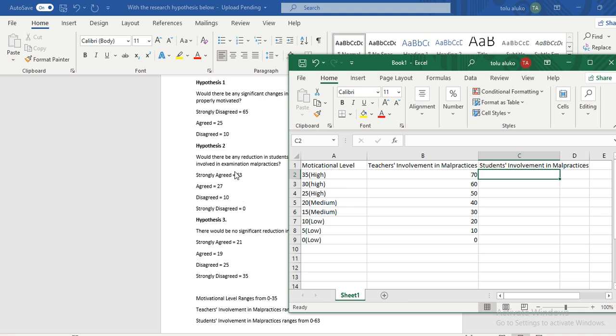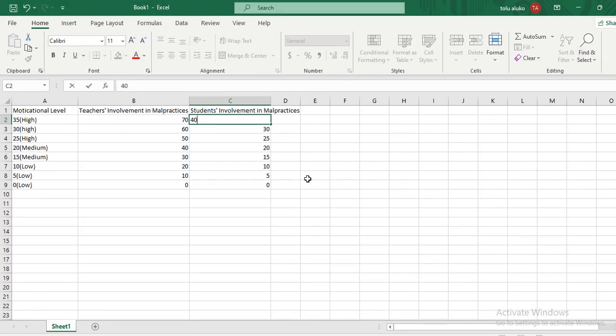So for student involvement, it ranges from 0 to 63. Let's start by saying 63, we can make it 0, 5, 10, 15, 20, 25, 30, 40. So here it's not necessary that, now let's move on. We have nothing to do again with. So now here we are.